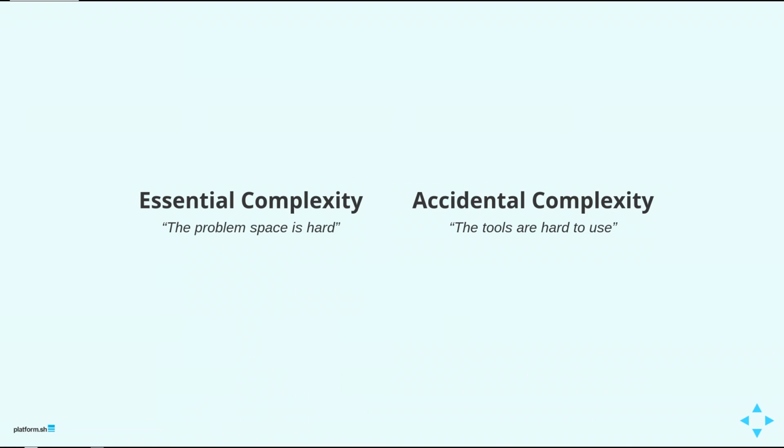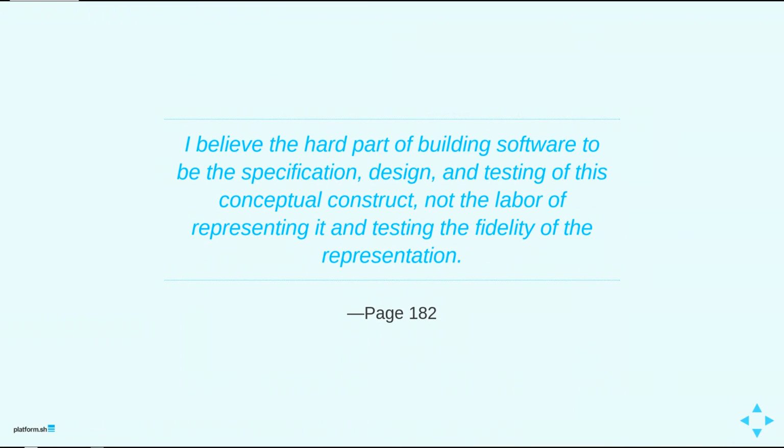The essential complexity are things where this is hard because the problem space is hard. This is going to be a lot of work because there's a lot of work involved. You can't simplify that. Incidental complexity or accidental complexity are things that are not part of the problem space. They're just work you have to do around it because the tools are hard to use. And Brooks argues in 1986 that the hard part of building software is the specification, design, and testing of the conceptual construct, not the labor of actually representing it.